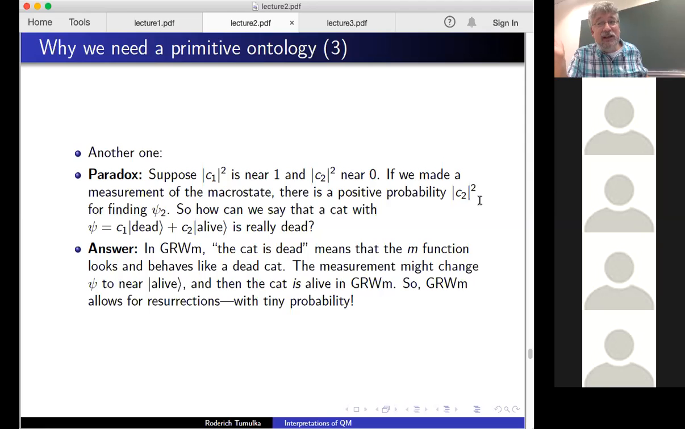So the upshot is GWM allows for resurrections, meaning somebody dead becoming alive, but only with tiny probability. The probability is so close to 0 that it's not practically relevant. It's not something that would give rise to a worry about GW theory.